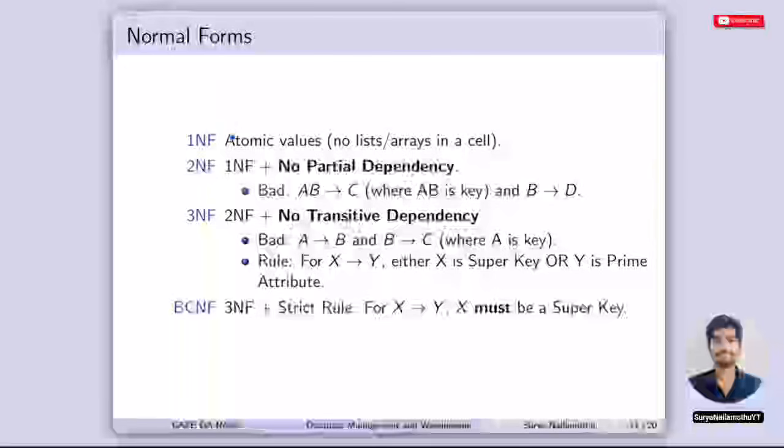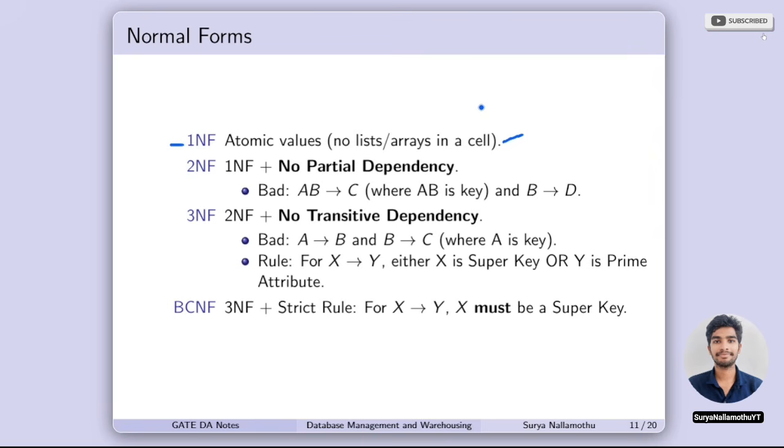Next, normal forms. This is also another important topic. You need to remember these points very well. First one, 1NF. 1NF means atomic values, no lists or arrays in a cell. It means in a table, only one value will be considered. If the table has multiple values related in one single cell, then 1NF will fail. Only single atomic values will be present, which we call 1NF, the first normal form. So we need to check this 1NF.